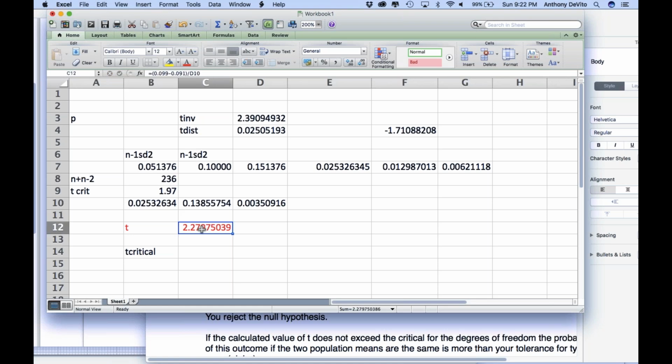So is the t that you calculated bigger than t-critical? Yes, it is. So what can you do with your null hypothesis? Yeah, we reject our null hypothesis and we accept our alternative hypothesis. Okay, so that's how we would deal with that.